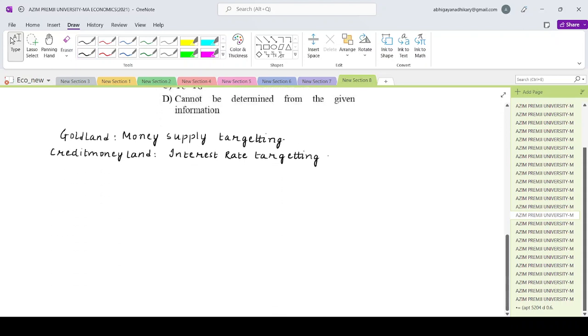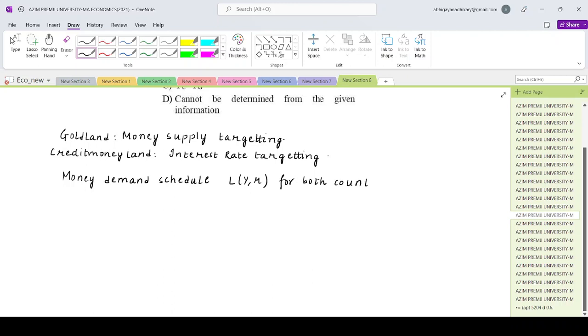So what does it mean? Let's say that the money demand schedule is the same, L(Y, R), for both countries. That means the money demand schedule for Gold Land is the same as the money demand schedule for Credit Land, which is L(Y, R), where L_Y is positive and L_R is negative.